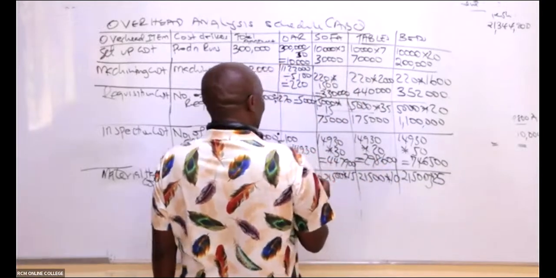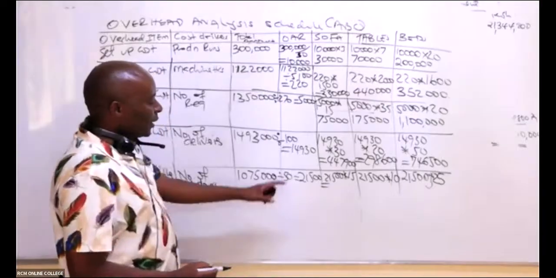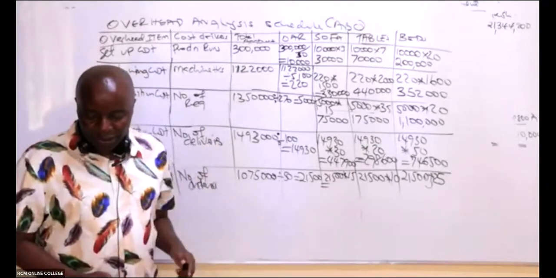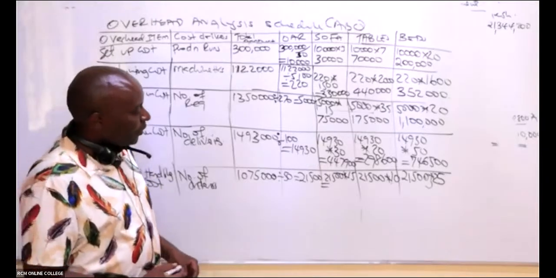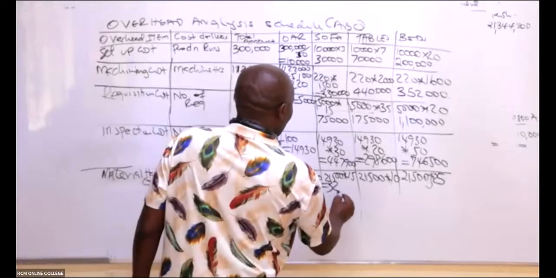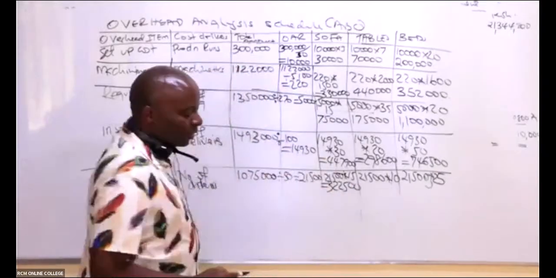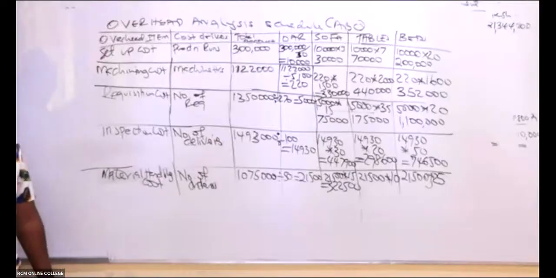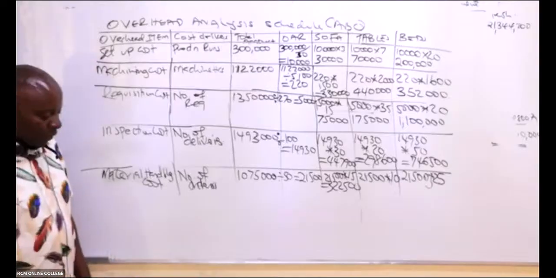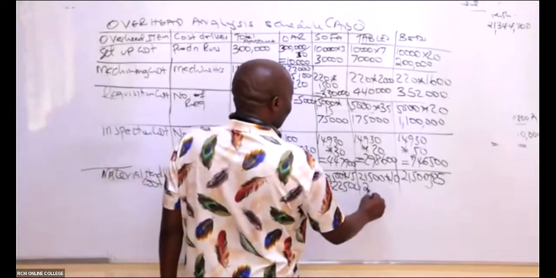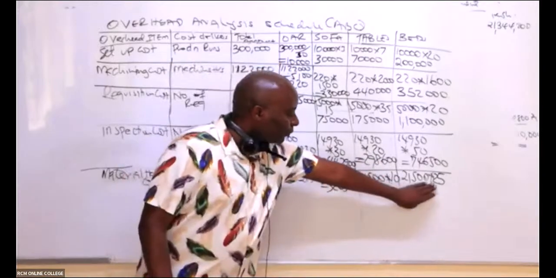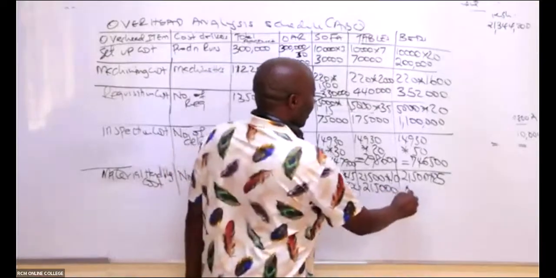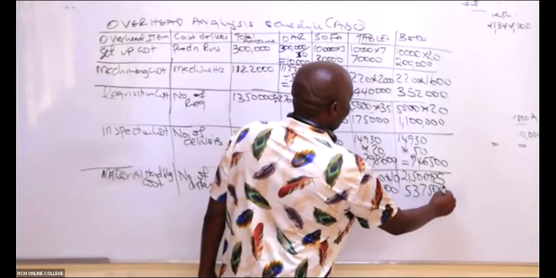So give me the total amount here now. So for sofa sets, after multiplying, what shall we be able to get? 322,500. Thank you also, Jennifer. Tables, 215,000. Then lastly, what do we have there? 537,500. Thank you so much.